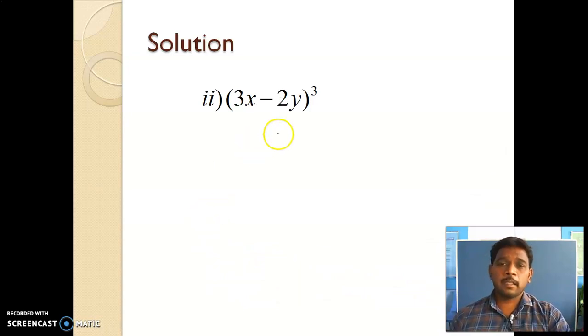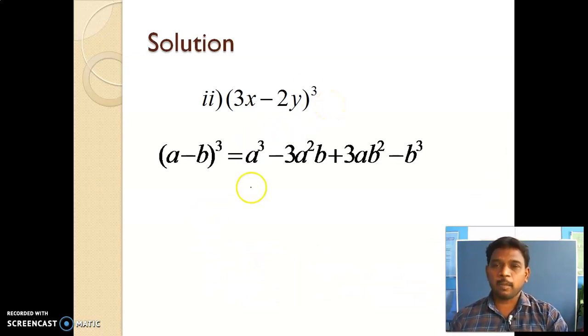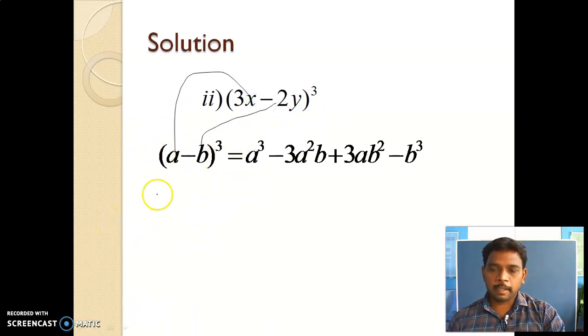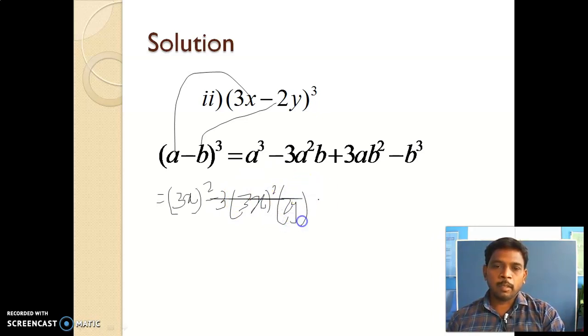(3x minus 2y) whole cube, so that is in the form of (a minus b) whole cube. When we compare these two, a is 3x and b is 2y. Now substitute: instead of a, 3x, so (3x) whole cube minus 3 into, instead of a, (3x) square, instead of b, 2y, plus again 3 into, instead of a 3x and instead of b 2y, so (2y) square, minus (2y) whole cube.